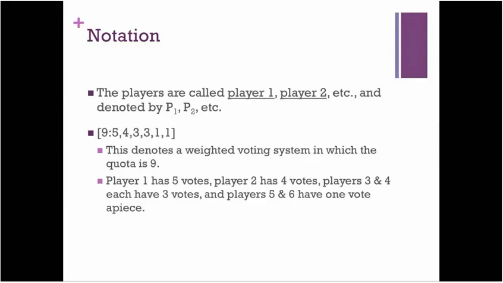Notice, by the way, that if you add these numbers up, you get 17 total votes, and therefore the quota that we've given is indeed a simple majority. It's 9, which is just more than half of the votes available.